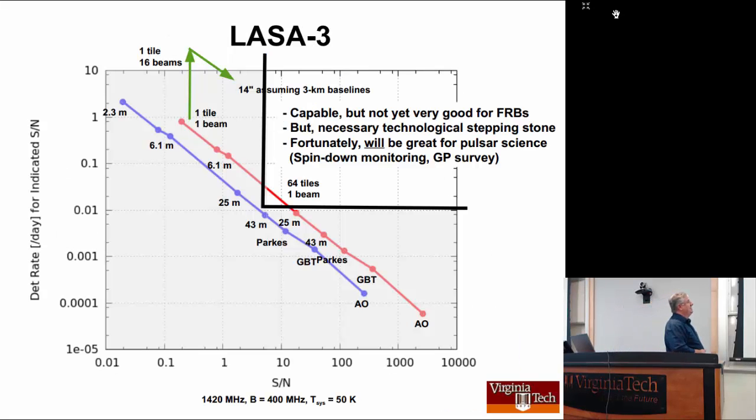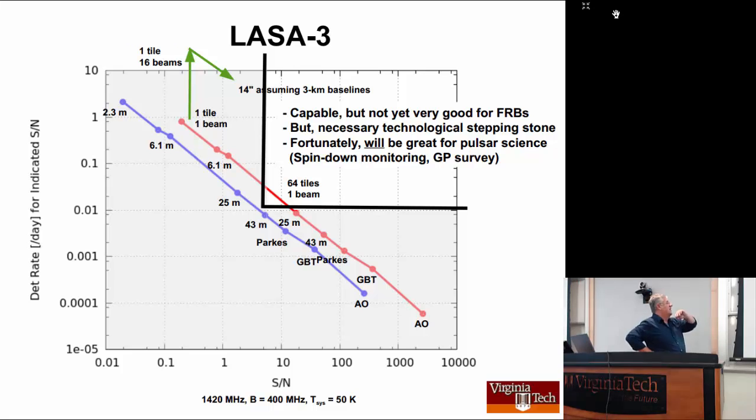LASA 3 is not LASA 64 by 10, so it doesn't perform as well. That's where we end up there. But it turns out, it's not crazy. I mean, LASA 3 is up there. Parks and Arecibo are a similar distance, just on the opposite side of that box. So we'd still expect to see a few FRBs a year if we run it continuously.